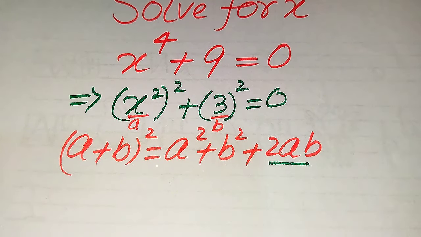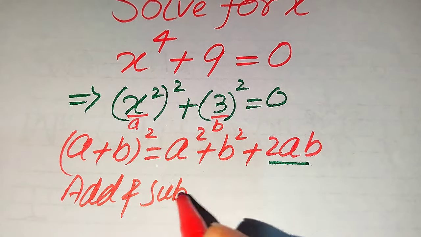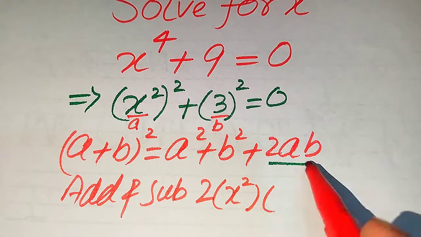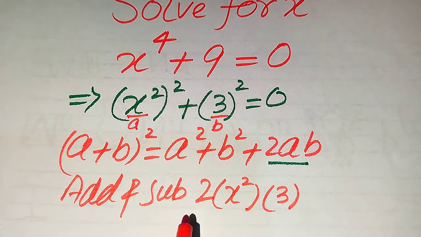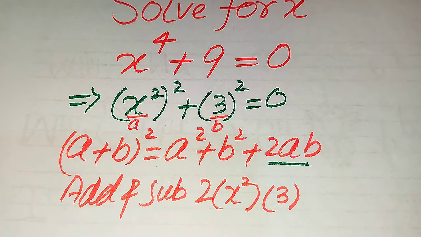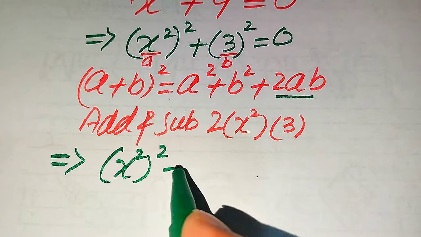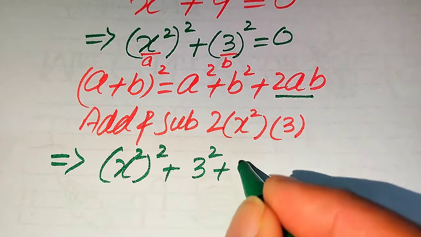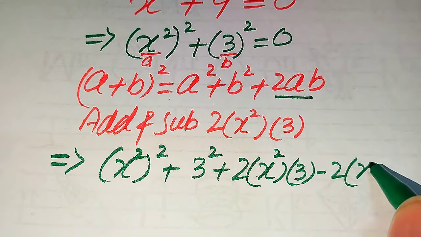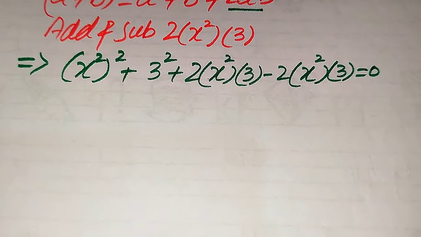So we need to add and subtract the term 2ab. Here our a is x square, so this is a, and our b is 3, so we write it here 3. So we add and subtract 2 times x square into 3 on the left hand side of the above equation, so that our above equation is written as x square and its whole square plus 3 square plus 2 times x square into 3 minus 2 times x square into 3, and this whole equation is equal to 0.